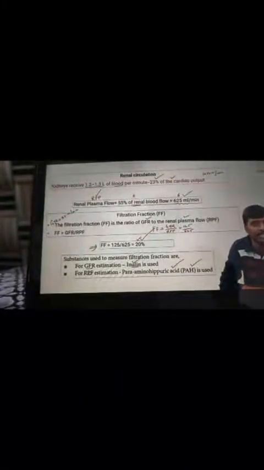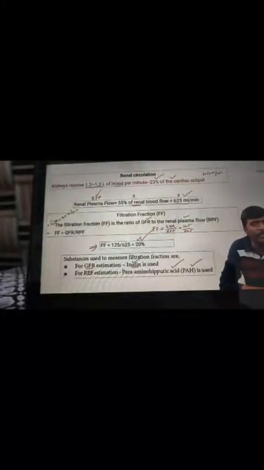There is one important ratio we are going to formulate now, that is called the filtration fraction. It is the ratio of GFR to renal plasma flow. So filtration fraction equals GFR divided by renal plasma flow. We know GFR is 125 ml per minute. For filtration fraction, for GFR you need inulin. For renal plasma flow, remember P for P: renal plasma flow is estimated with the help of para-aminohippuric acid. So substances needed to estimate filtration fraction are inulin and para-aminohippuric acid. The concept of filtration fraction is very important.